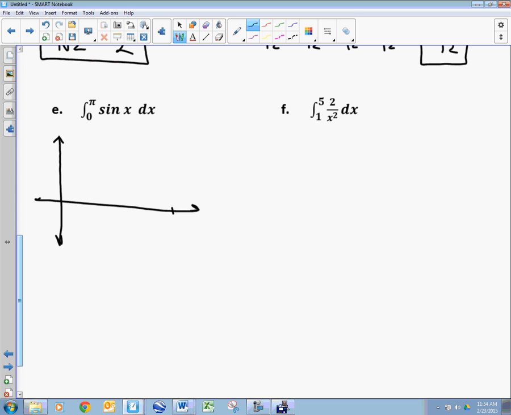All right. Sine of X. You should know what the graph of sine of X looks like. Its period is 2 pi. And we're looking at the area bounded between 0 and pi. So is that area going to be positive or negative? Positive. What is the antiderivative of sine? Negative cosine.